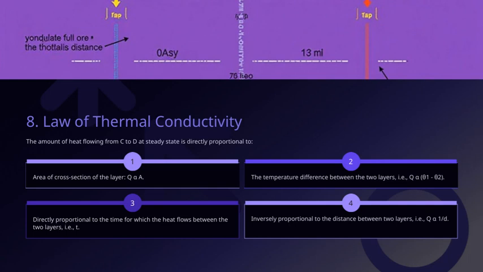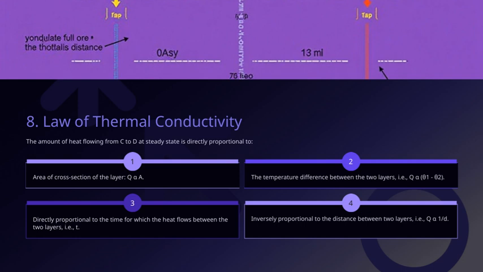Let's start by examining how the amount of heat flow depends on the distance between two layers. As the distance increases, the heat flow actually decreases, which means they are inversely proportional to each other. So, if you double the distance, the heat flow halves. We can express this as Q being proportional to 1 divided by D. Next, consider the temperature difference between those two layers. The greater the temperature difference, the more heat flows from the hotter to the cooler layer. This relationship is directly proportional, meaning if the temperature difference increases, the heat flow increases proportionally.